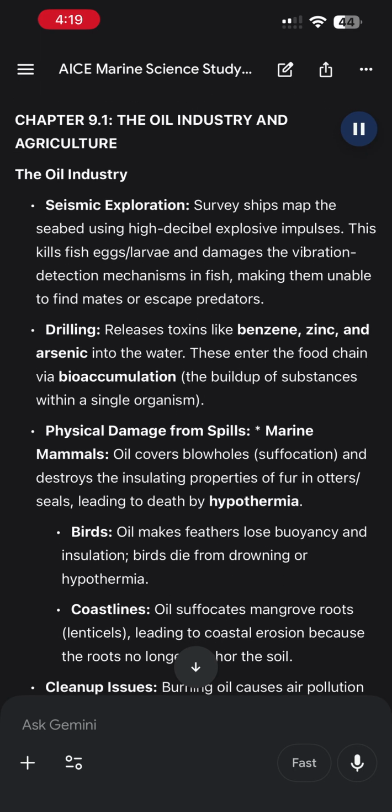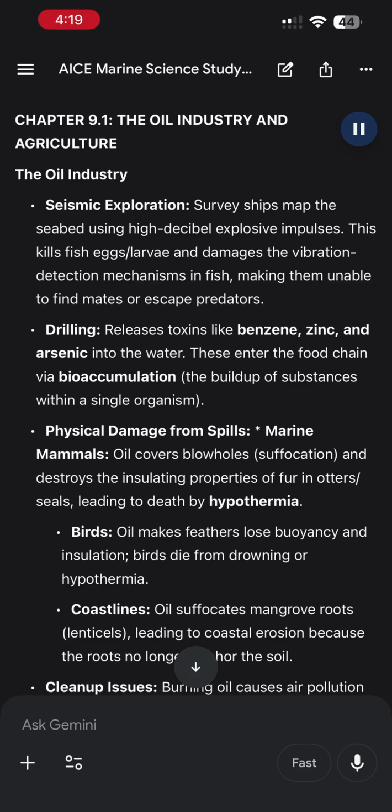Chapter 9.1, The Oil Industry and Agriculture. The oil industry. Seismic exploration. Survey ships map the seabed using high-decibel explosive impulses. This kills fish eggs/larvae and damages the vibration detection mechanisms in fish, making them unable to find mates or escape predators.